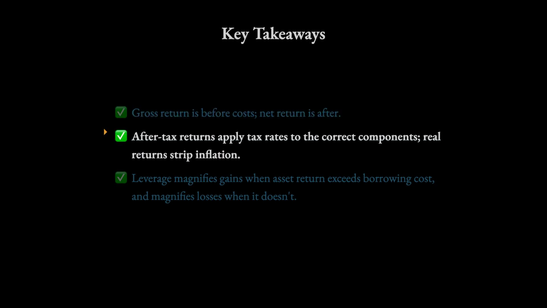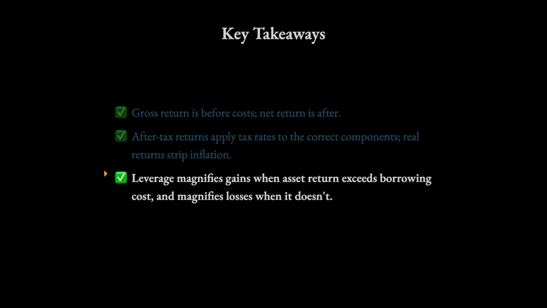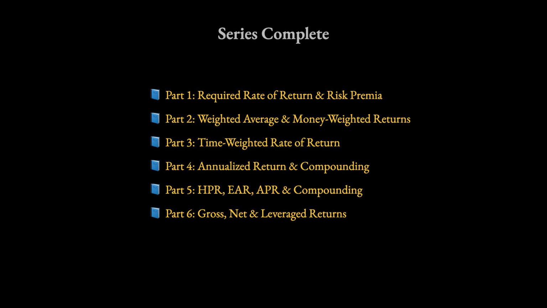Gross return is before costs. Net return is after. After-tax returns apply tax rates to the correct components. Real returns strip inflation. Leverage magnifies gains when asset return exceeds borrowing cost and magnifies losses when it doesn't.